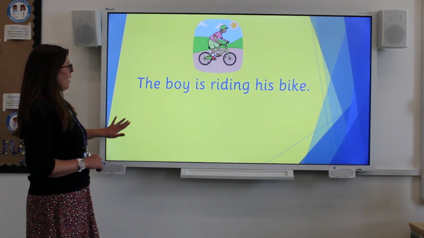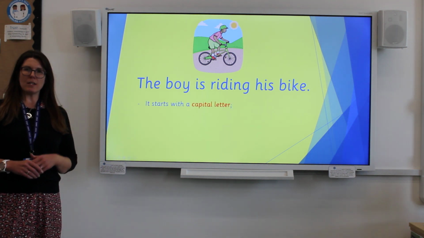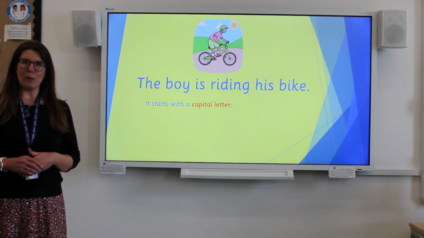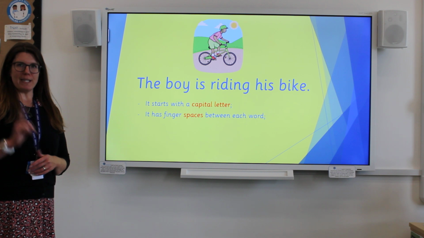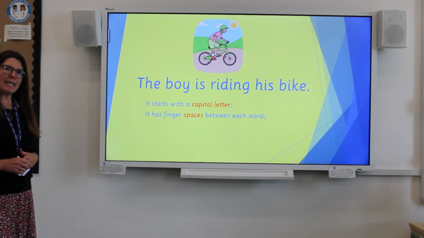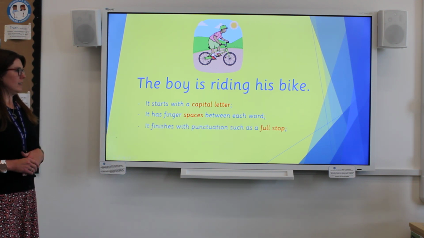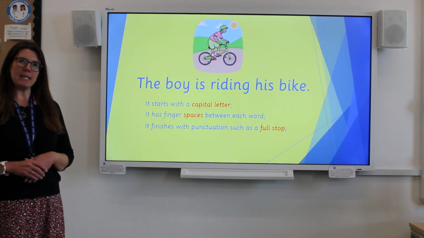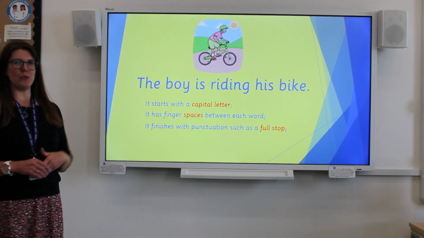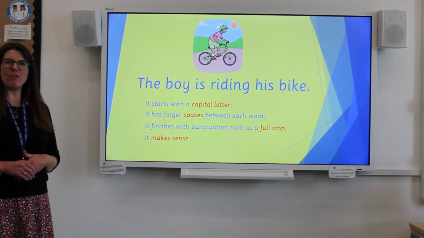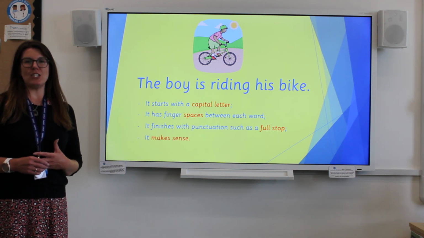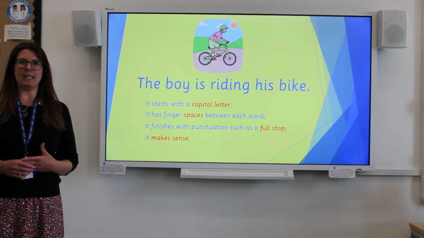So, I have remembered to start my sentence with a capital letter. I've used finger spaces in between each of my words. I have finished with a piece of punctuation and I have used a full stop. I also reread my sentence to check that it made sense.